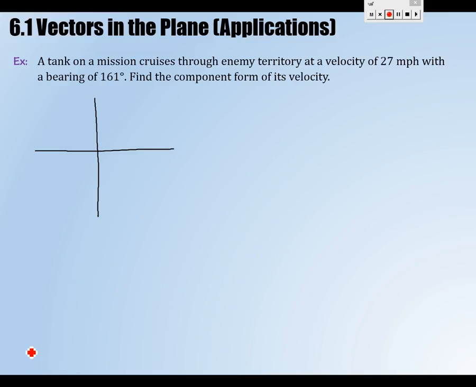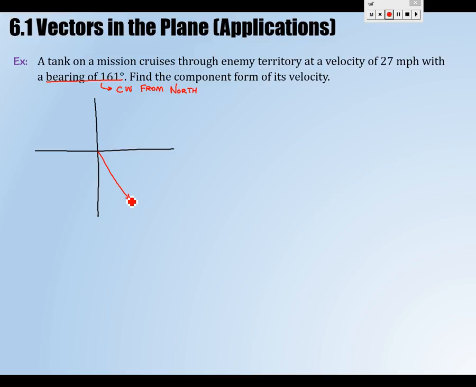the bearing of 161 degrees means measured clockwise from north. Okay? So north being north, right? Clockwise being this way, yeah? So if we're talking about 161 degrees from north, then we're really talking about which quadrant we landed in. How about quadrant 4, right? So that's where our velocity vector is going to be drawn.